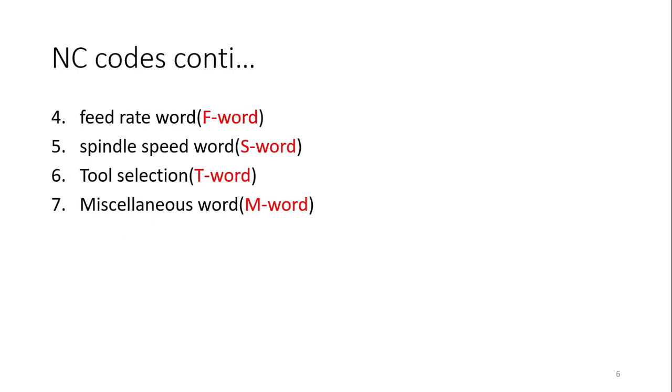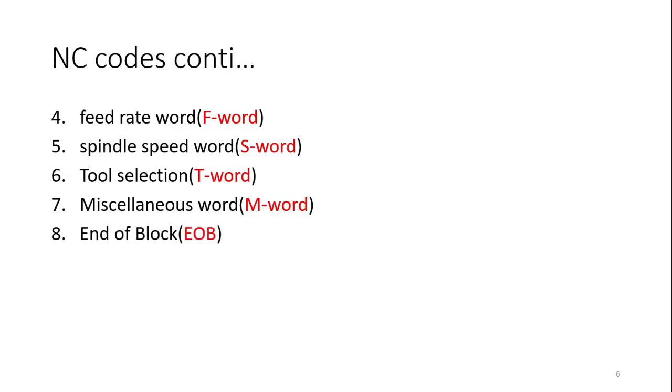And miscellaneous words, why? Because there are some miscellaneous functions the machine would do, like start the coolant, stop the coolant, program stop, or you can say tool change. So all these functions are miscellaneous functions. So that's why we are writing M. When you want the machine to change its tool, you will say M and then again the code number which is denoted.